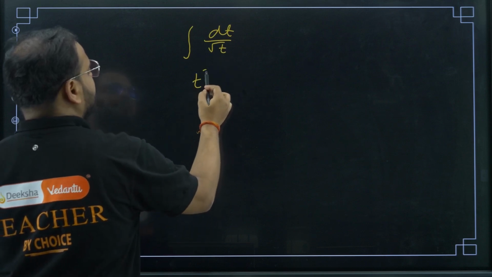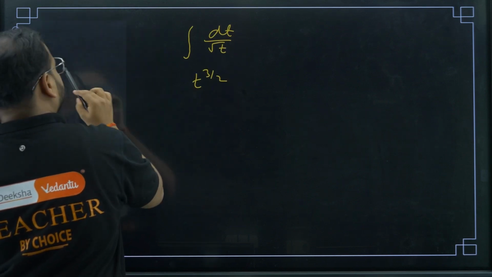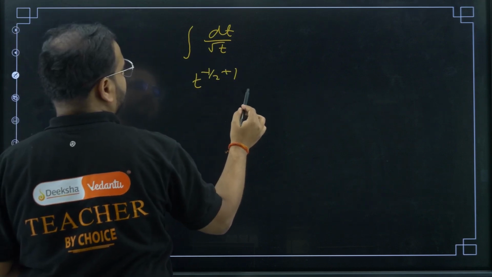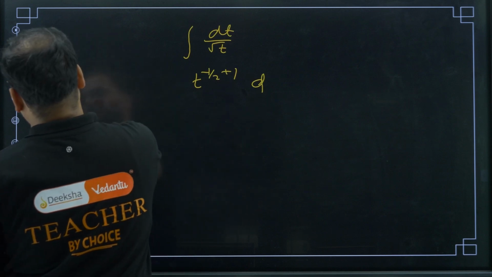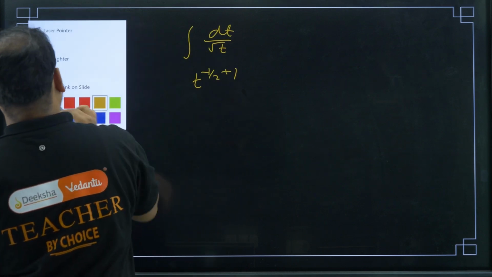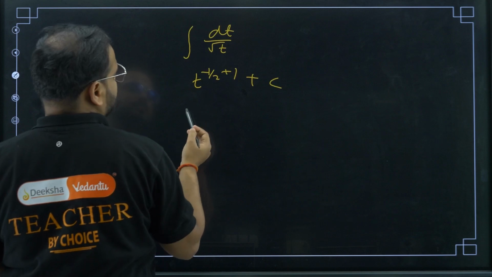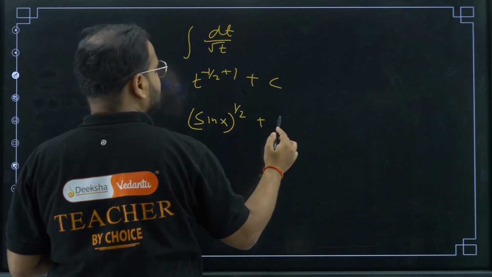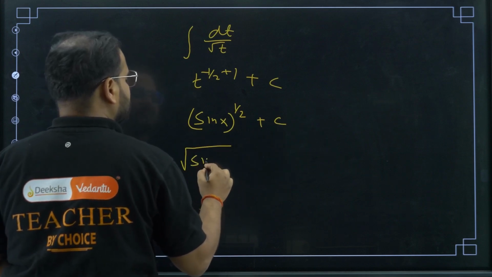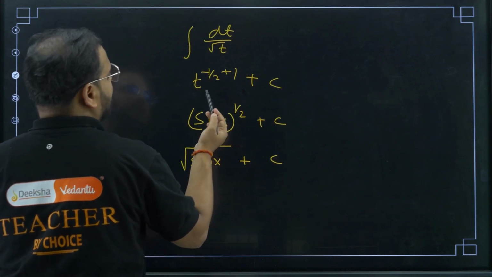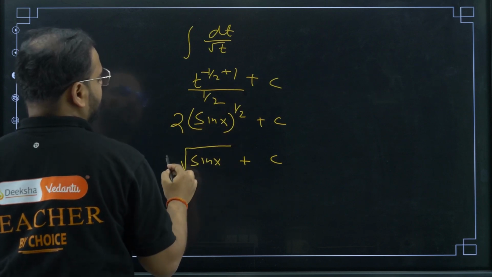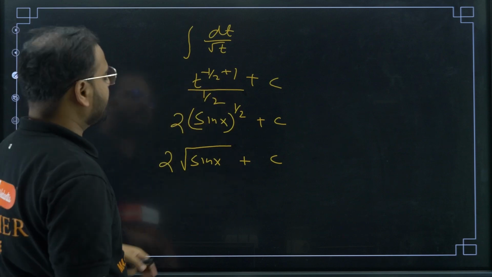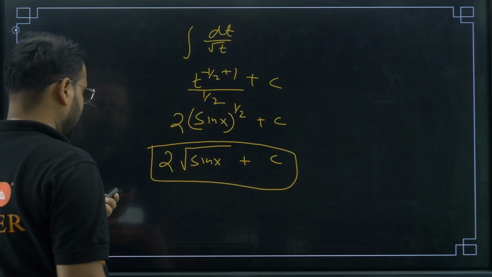What is the answer? T power minus 1 by 2 plus 1, plus c, this is my answer. So what is t? T is going to be sin x. Integration of root t is t power minus 1 by 2 plus 1 divided by 1 by 2, so you'll have 2 over here. My answer is 2 root sin x plus c.